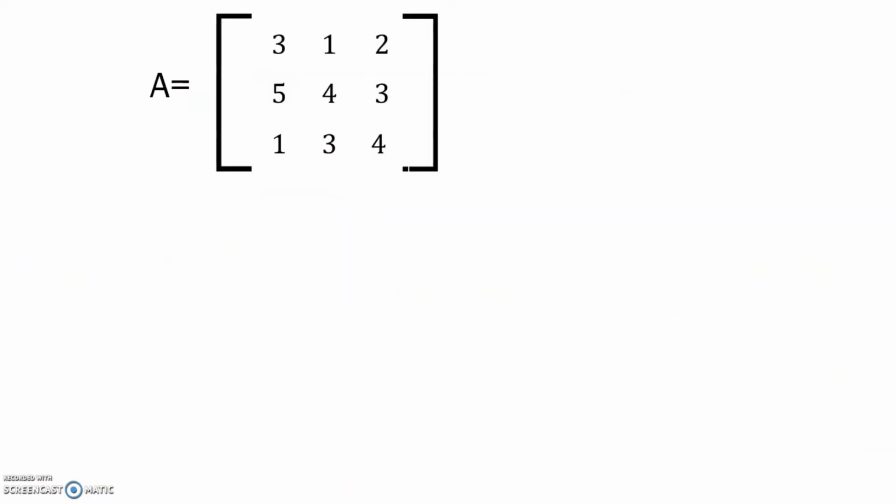Let's consider the matrix A. Now, matrix A is a 3 by 3 matrix. Okay, so let's find the determinant of this matrix. To find the determinant, let's bring this matrix down here and replace the two brackets, open and close brackets, with straight lines.